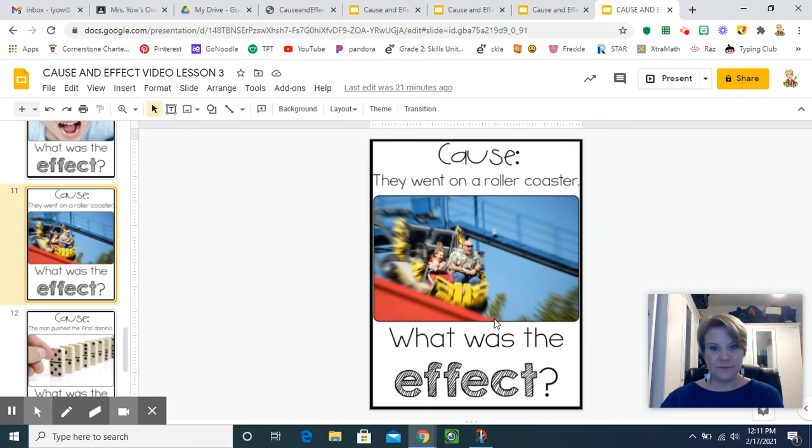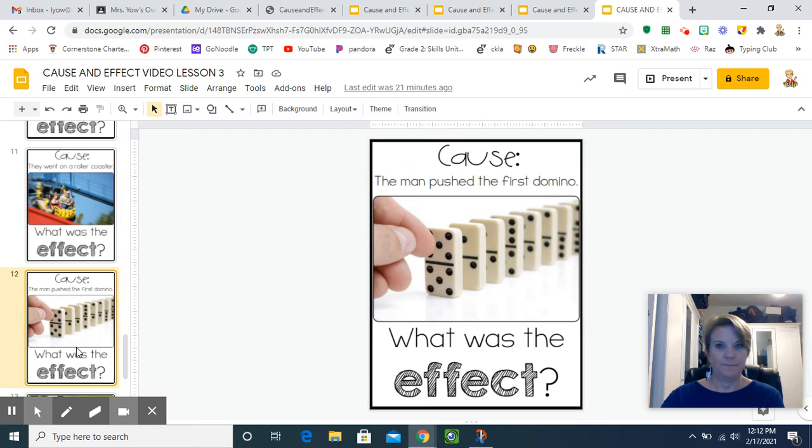All right, the next one, we've got a grandfather maybe, or a dad and a little girl, and they're riding on a roller coaster. So the cause is they went on a roller coaster. So what could be the effect? The dad and the girl screamed. The dad was scared and didn't want to ride the roller coaster again. The dad and the girl had fun. All of those are possible effects.